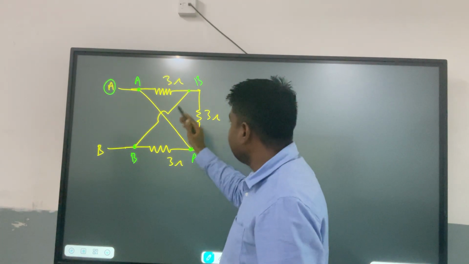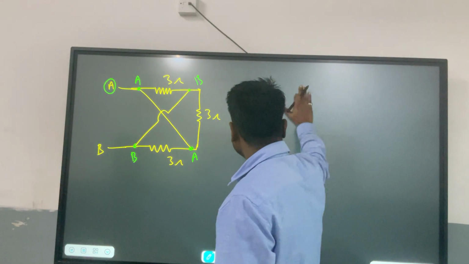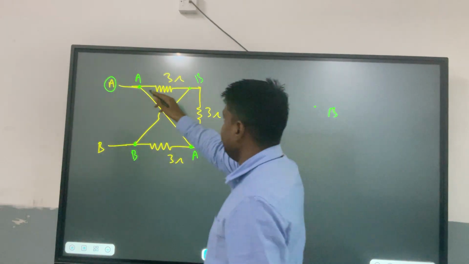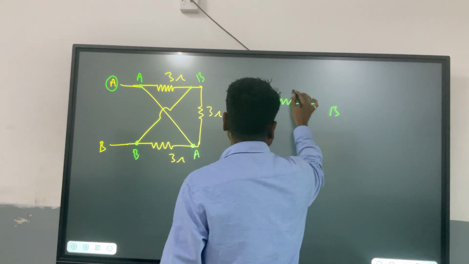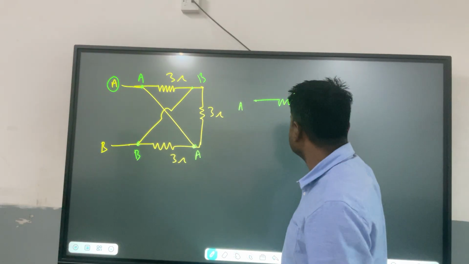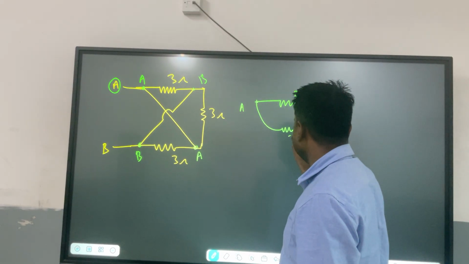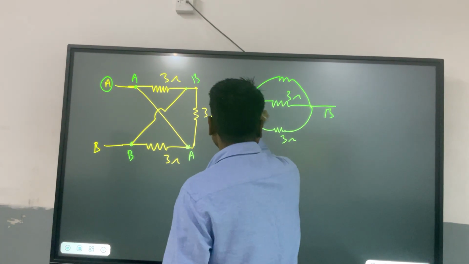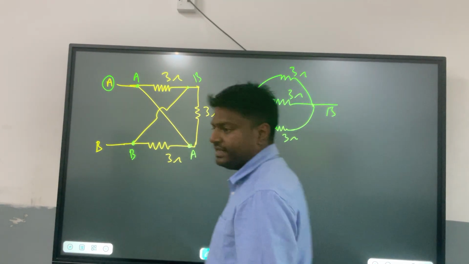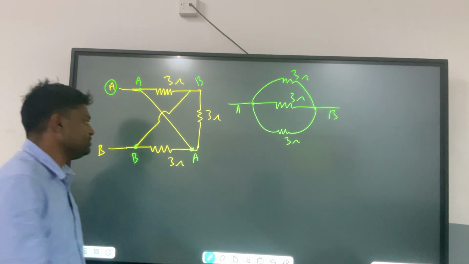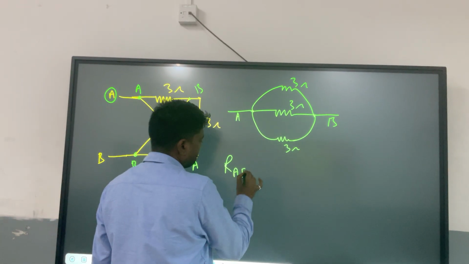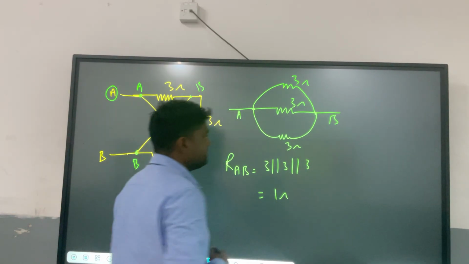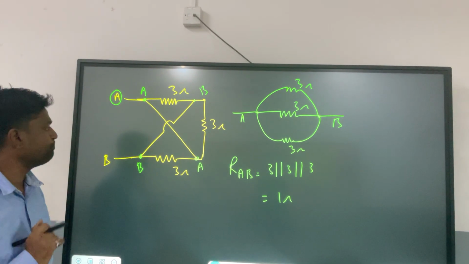Now we can redraw this with the same approach. This is A, this is B. In between A and B, 3 ohm. Again B to A, 3 ohm. And again A to B, the same circuit only. I can say you all have the same answer, right? So what is the RAB value? 3 parallel 3 parallel 3. So with the first example, you can also solve the second example.